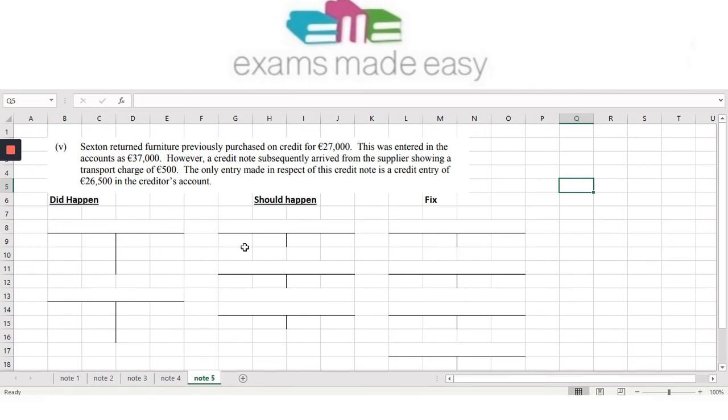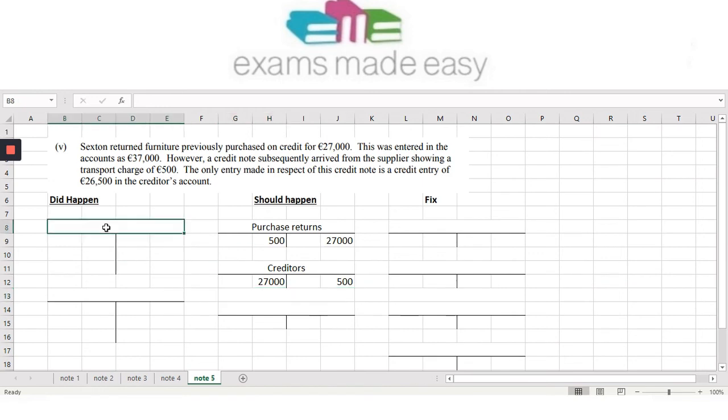First of all, I'm going to do the should column. What should have happened was purchase returns of 27,000 and creditors debited 27,000. That's what initially should have happened. Then you had the transport charge 500. That goes on the opposite side. So debit purchase returns, credit creditors. That's what should have happened.